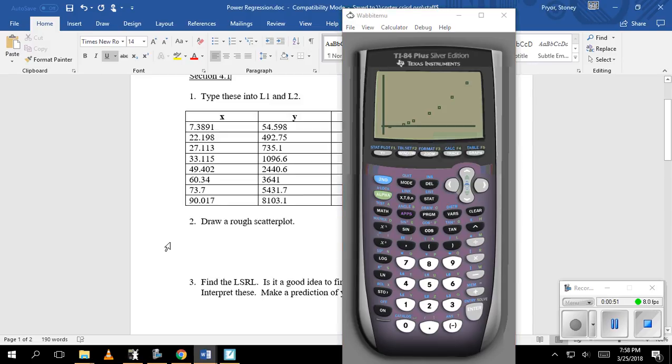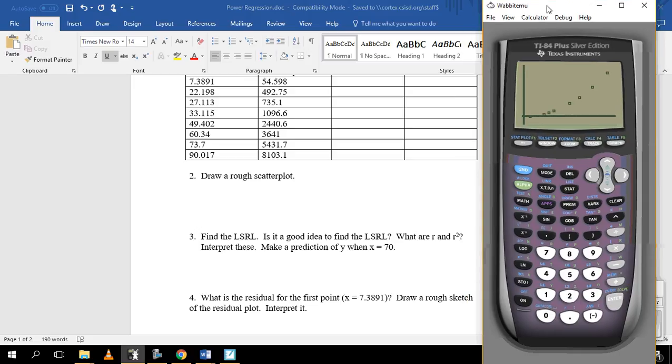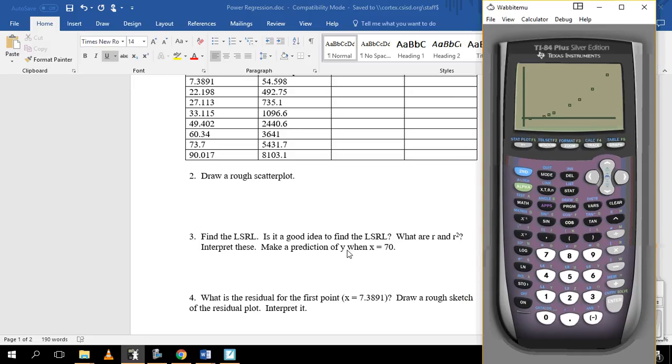And then it says, find the LSRL. Is this a good idea? What are R and R squared? Interpret these, make a prediction of Y when X equals 70. Whew, that's a lot of stuff. Okay, so let's talk about it. Find the LSRL. Okay, that's fine. I'm going to do all of this, and then I'll write it down.